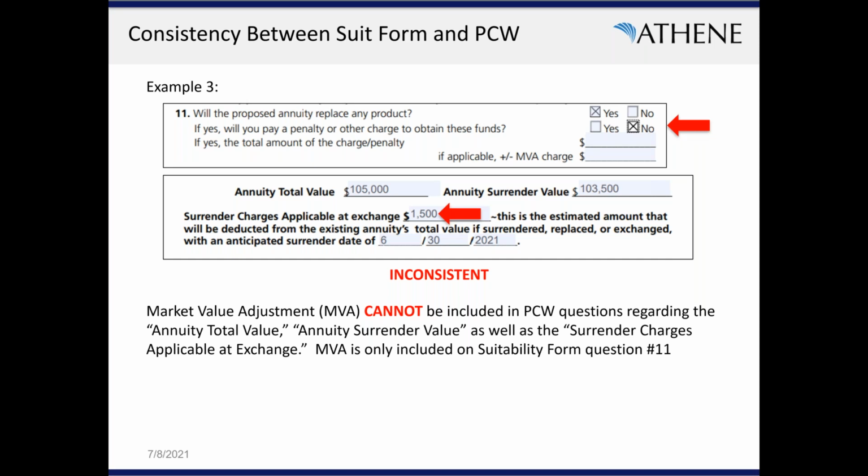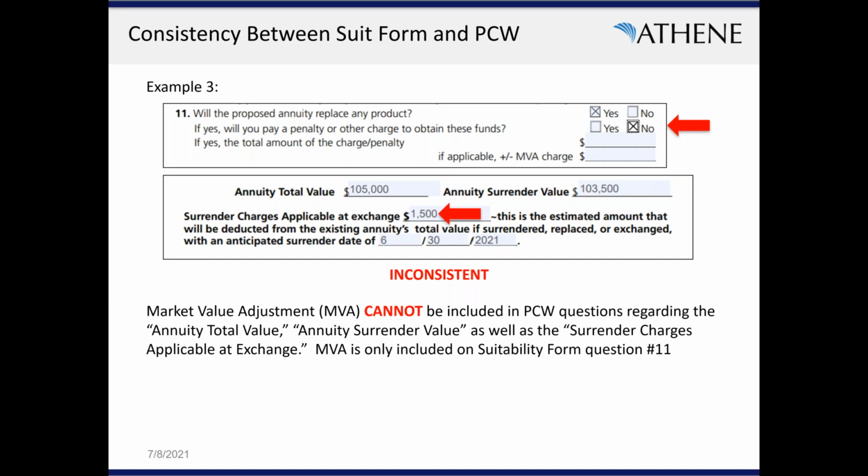So in this example, if the annuity value was 105 and the surrender was 1035, but let's say there's a positive $3,000 MVA, you cannot include that $3,000 positive MVA. You're required to show that there's $1,500 in surrender charges.